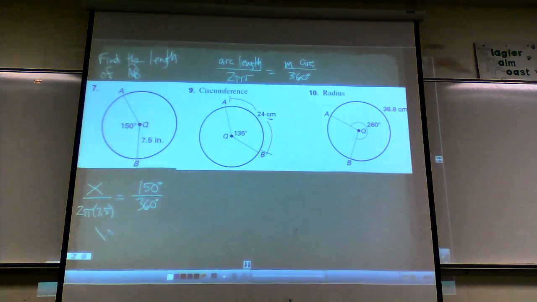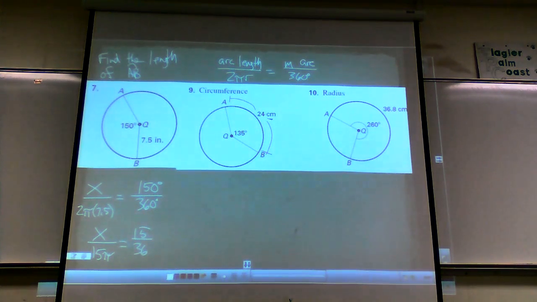Alright, so before I start cross multiplying, I'm going to simplify this as much as I can. So 2 times 7.5 is 15, correct? Right? It's 150 over 360. As a quick thing to do, if you want to drop the last digit, that's fine. Okay? Make it 15 over 36 because it's basically dividing them by 10. It just gives you smaller numbers to work with.